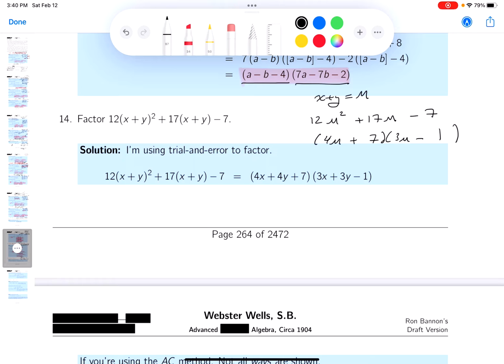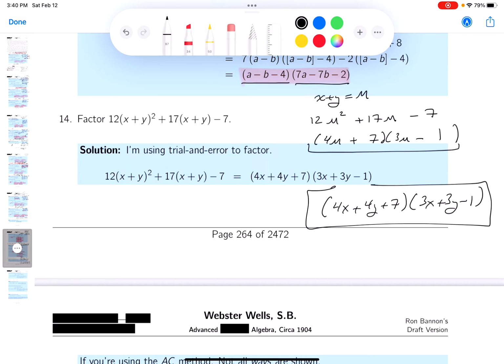Does that give it to me? Well, let's take a look at it. You would get minus 4 plus 21, which is 17. This worked beautifully, but now I got to put the u in. The u is x plus y. So you get 4x plus 4y plus 7. Then you can get 3x plus 3y minus 1.